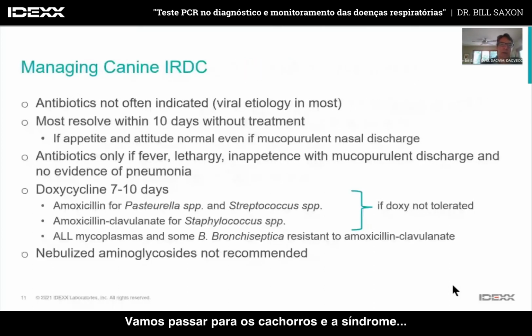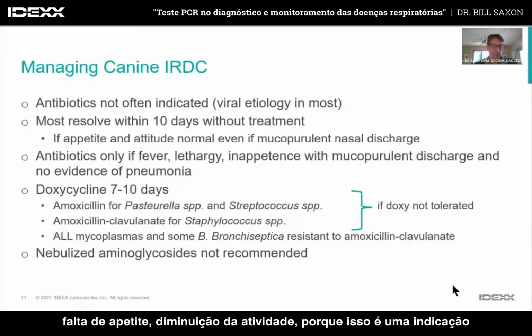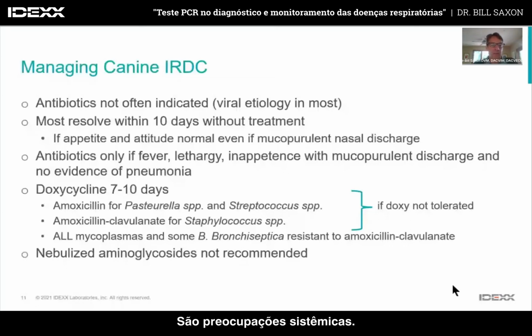Let's get on to dogs and their canine infectious respiratory disease complex syndrome. And again, like with cats, usually viral, hence antibiotics aren't necessary. And even when it's bacterial, often it resolves spontaneously within 10 days, i.e. no treatment. So again, the nature of the nasal discharge alone doesn't determine the need for antibiotics. It's whether the discharge is mucopurulent versus serous and accompanied by systemic signs, lack of appetite, decreased activity, because that is an indication that we're beyond just confined to the upper respiratory tract. We've got systemic concerns here now.